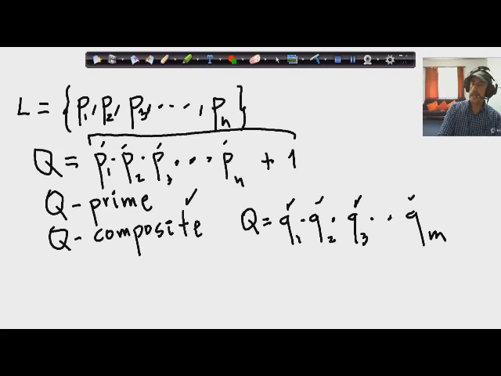This means that no finite list of primes can contain all primes. Conclusion: a list which contains all primes must be an infinite list, or said otherwise, primes are infinite in number.